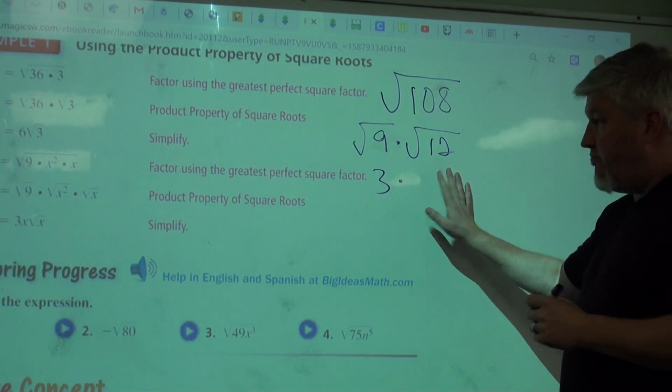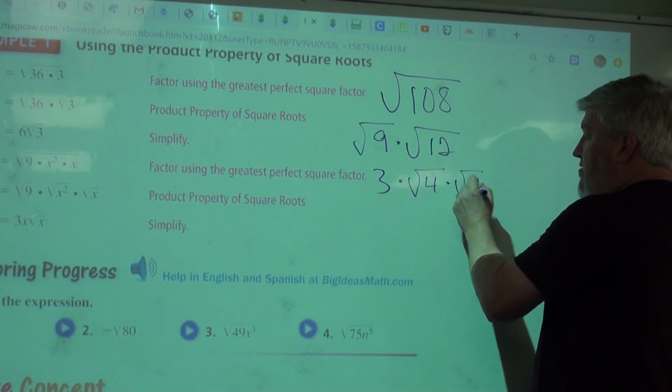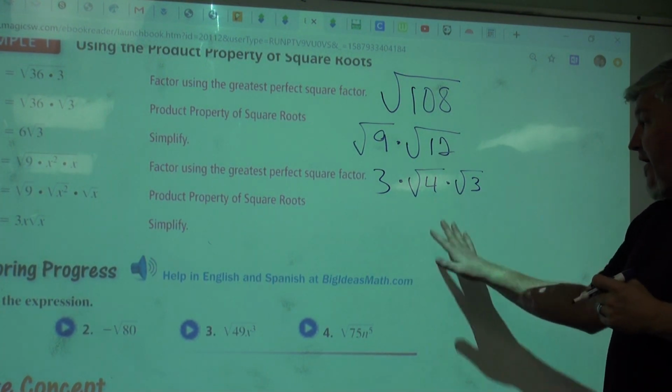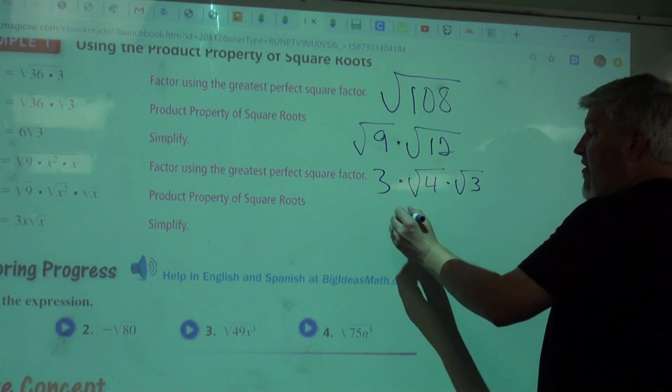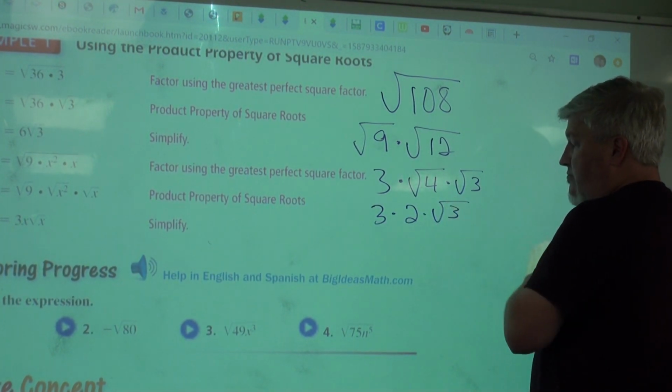Recognize 12. 12 you can split into the square root of 4 times the square root of 3, right? Because 4 times 3 is 12. And then you know that the square root of 4 is 2. So now I can rewrite this: 3 times 2 times the square root of 3.